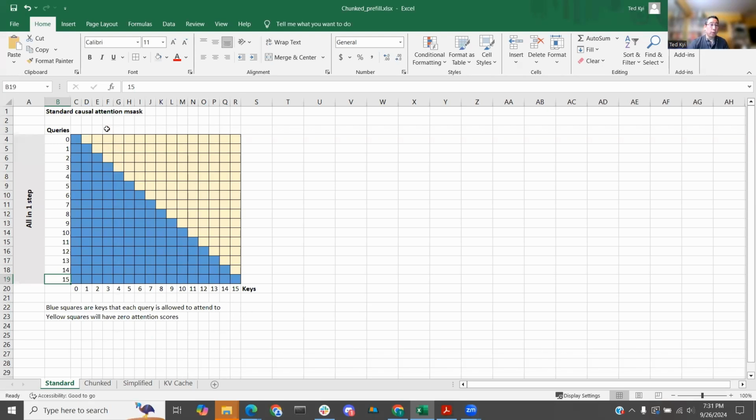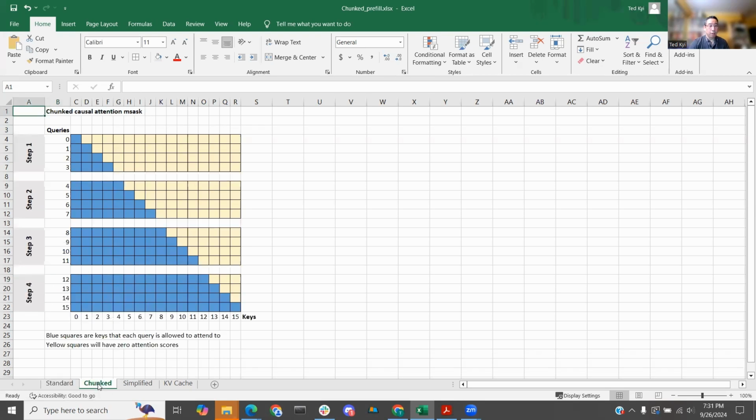Okay, so we have here our 16 tokens, and everybody agrees the blue part is the valid attention mask, and the light yellow is all zeros. Now, would you all agree that instead of doing that in one large step, I did just step one, which is this top quarter, and then step two, I calculated this quarter. Step three, I calculated this quarter. Step four, and then I just concatenated these results, these vectors.